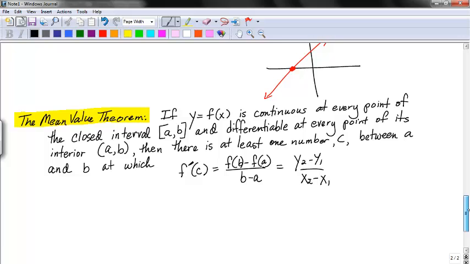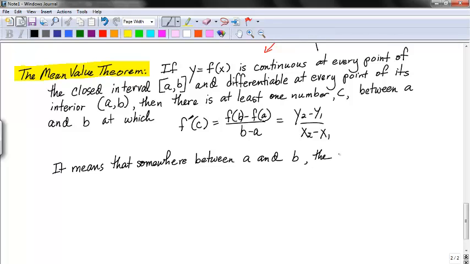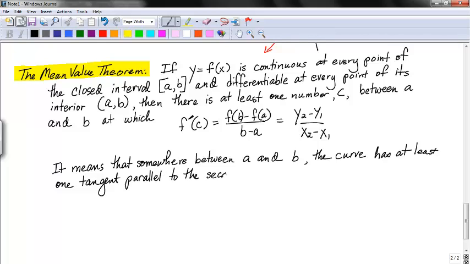Okay. Now, what that means graphically, it means that somewhere between A and B, the curve has at least one tangent parallel to the secant line AB.